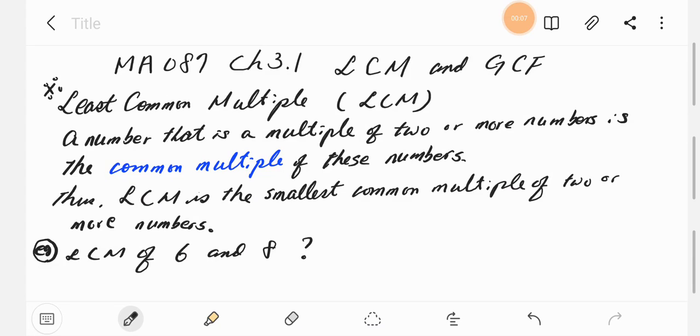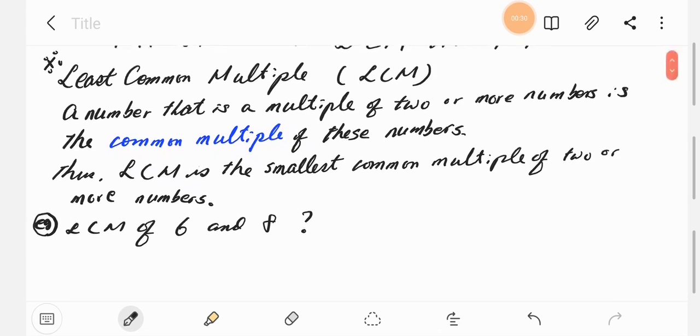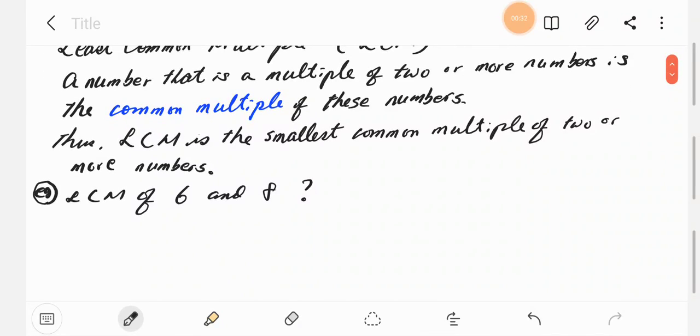First of all, let's find out the definition of least common multiple, which we call LCM. A number that is a multiple of two or more numbers is called a common multiple of these numbers. The LCM is the smallest common multiple of two or more numbers.